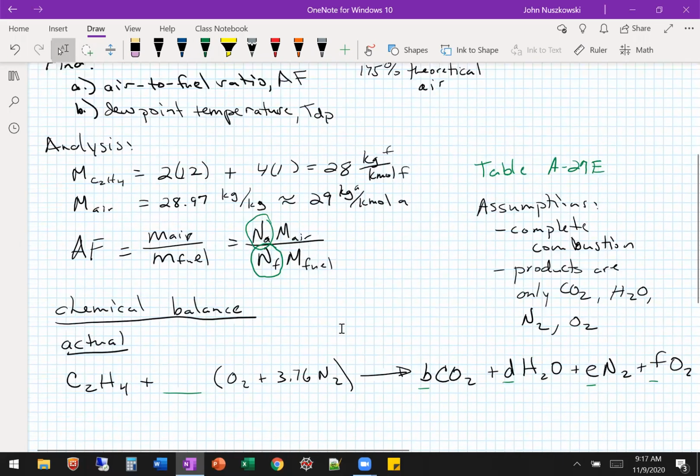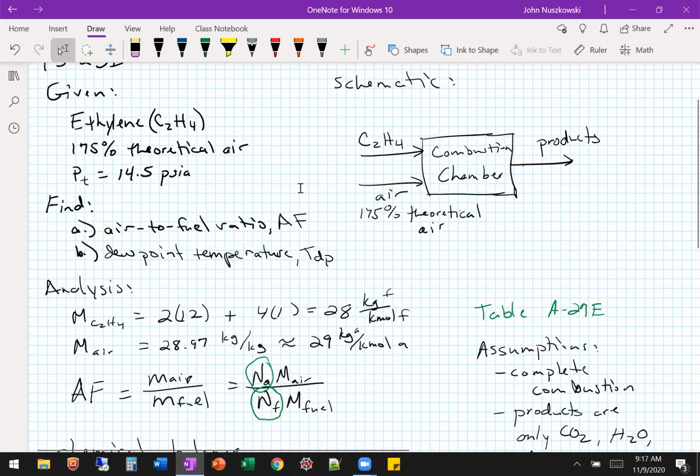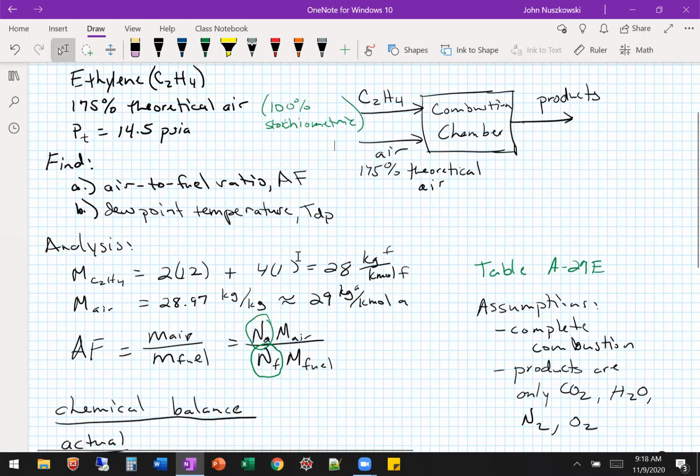The other thing we don't know is the air, and there is a little something we can do here because it does give us some information. Does anyone remember what 175% theoretical air means from the lecture? It means we have exactly the amount of air that we need to combust plus 75% excess air. Correct. As a reminder, 100% is that perfect amount, that's stoichiometric. And we're at 175%, so we have that 75% more. So what does this mean in our balance?